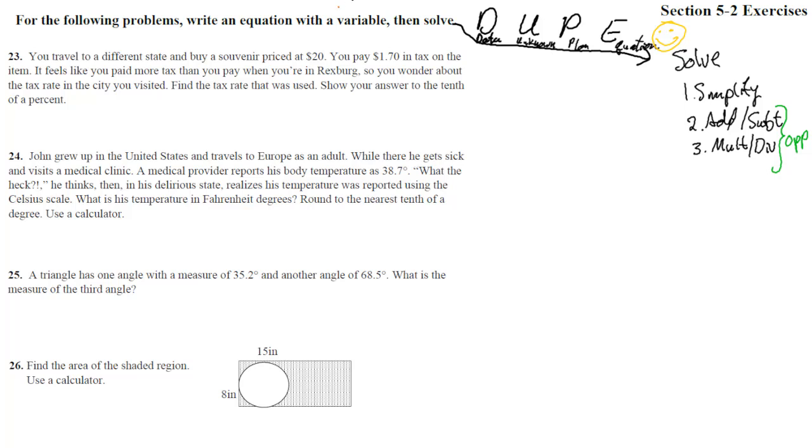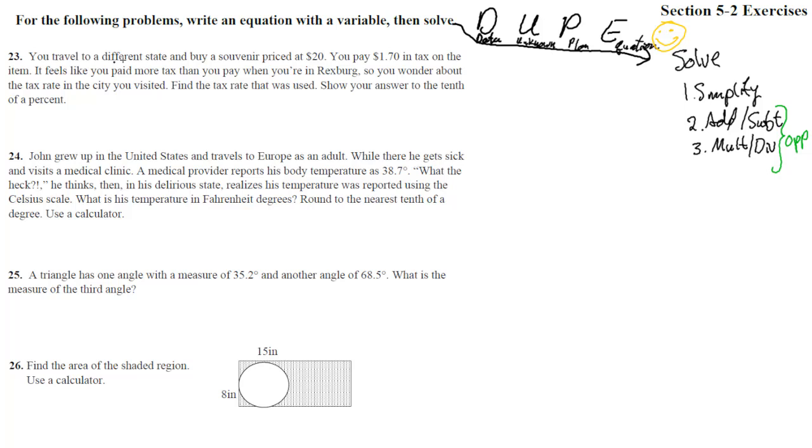Here we are in section 5-2, exercises numbers 23 through 26. Word problems again. It says write an equation, then solve, which we're going to do: data, the unknown, a variable, plan, think through it, and an equation. Maybe there's a formula there, an equation, and then we're in happy math land and can solve it.